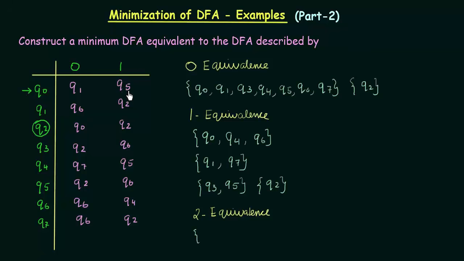They go to Q5 and Q5. Same states, so it is fine. So we can say Q0 and Q4 are two equivalent to each other. Q0 and Q4 are two equivalent.